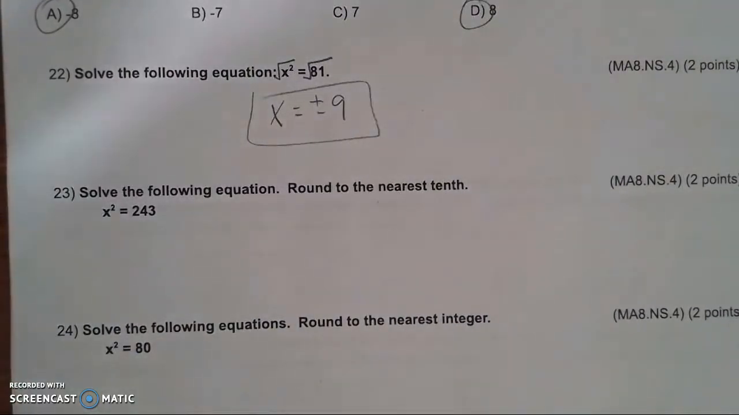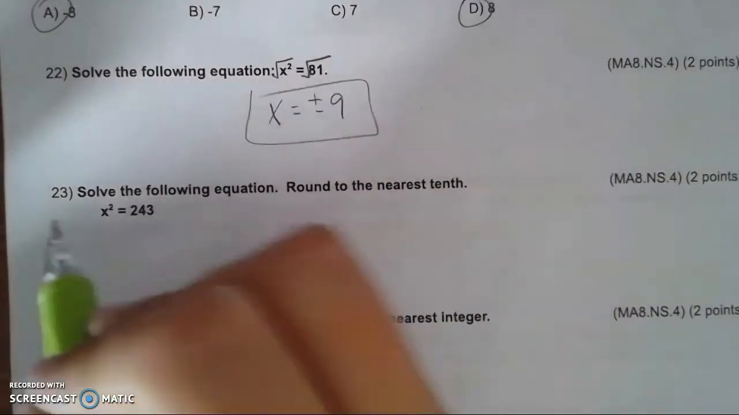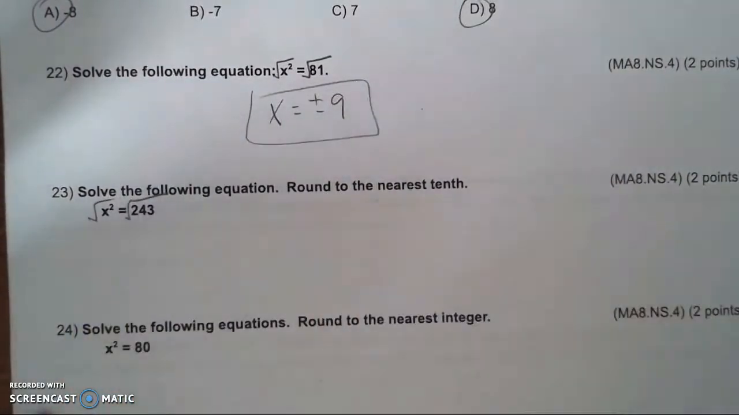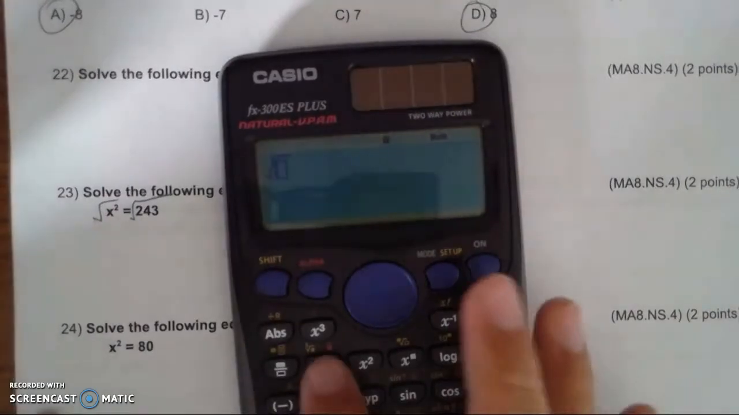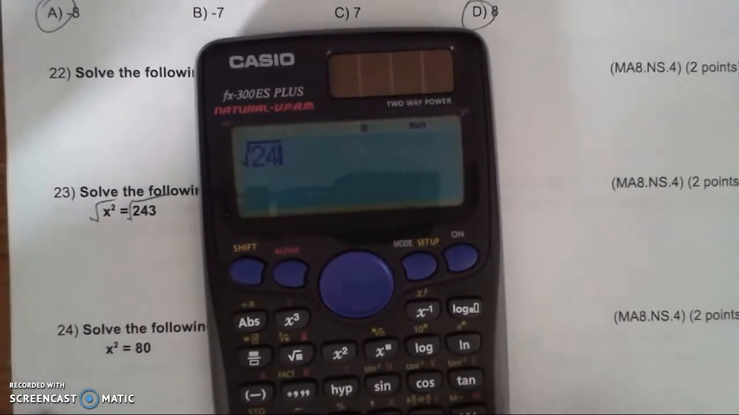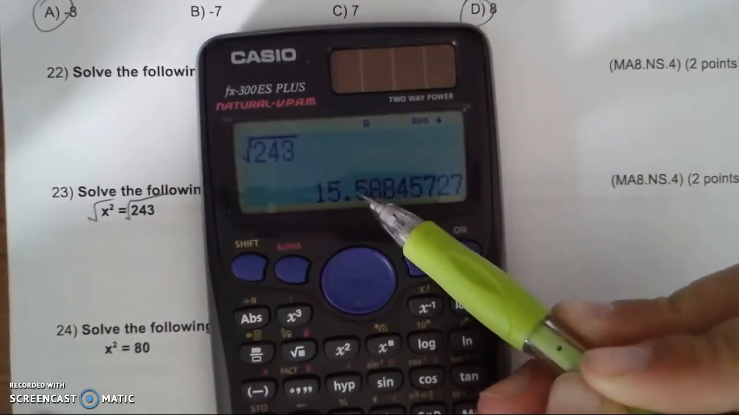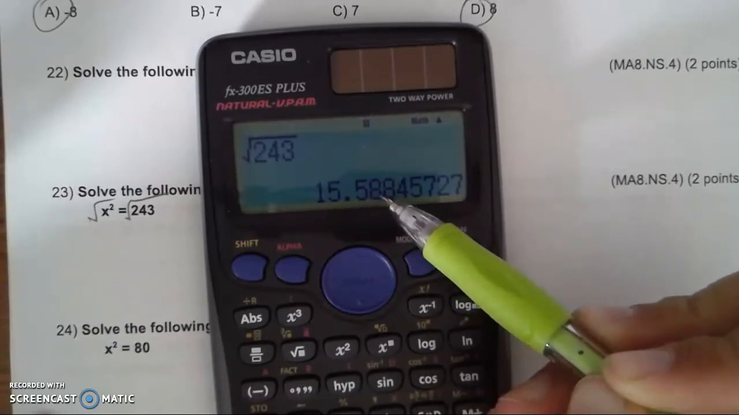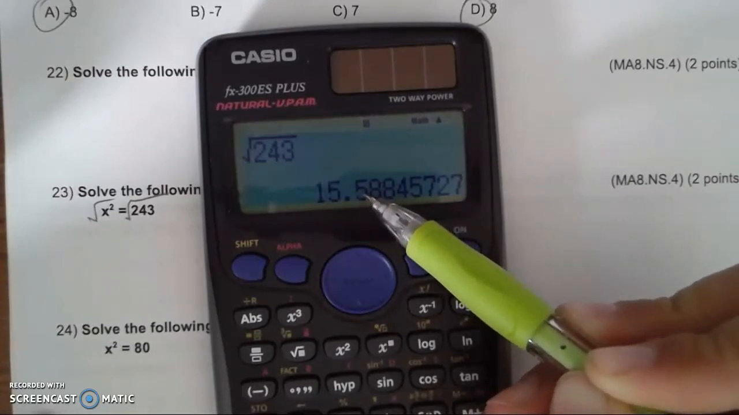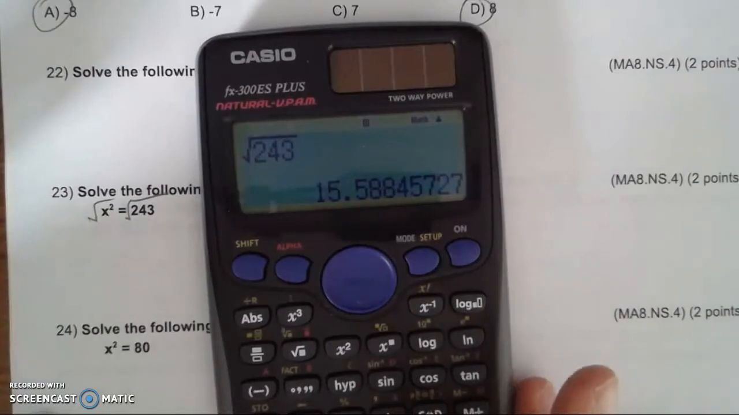Next, solve the following equation. Round to the nearest tenth. So same thing, the opposite of squaring something is taking the square root. You may use your calculator. If I take the square root of 243, it's telling me to round to the nearest tenth, so this is the one number after the decimal. 8 is bigger than 5, so I need to round this up to a 6. So my answer should be plus or minus 15.6.